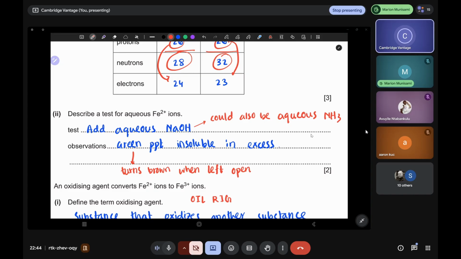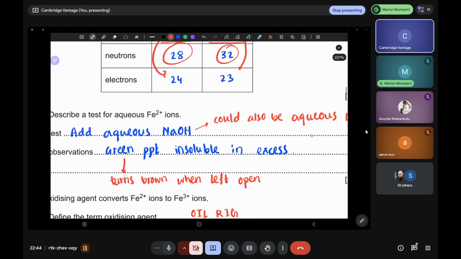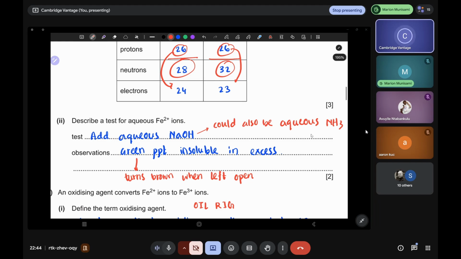and this is something that you will just directly write from the table. There is no explanation, there is no in-depth detail that you must know from here. So the test is just straightforward: add aqueous NaOH, as you can already see written, and you can also write add aqueous NH3. That would also be fine, but I chose to write aqueous NaOH. It's fine if you write NH3 as well.